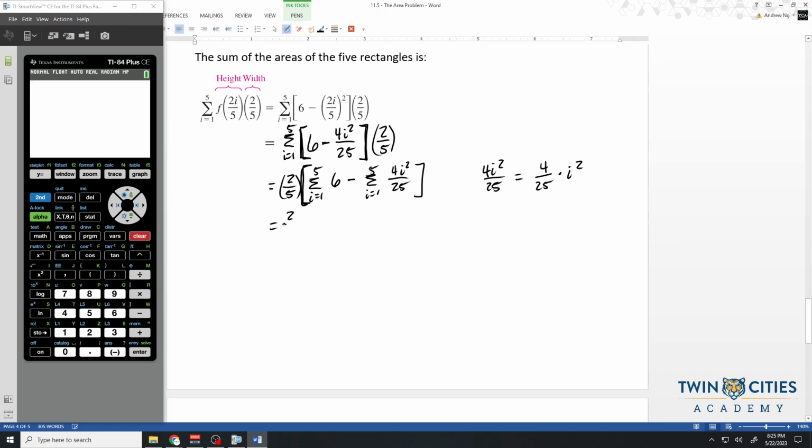Let's do that. 2 over 5, big bracket, times the summation of i = 1 to 5 of 6 minus, bring this 4 over 25 to the front of this summation, the summation of i = 1 to 5 of i squared.